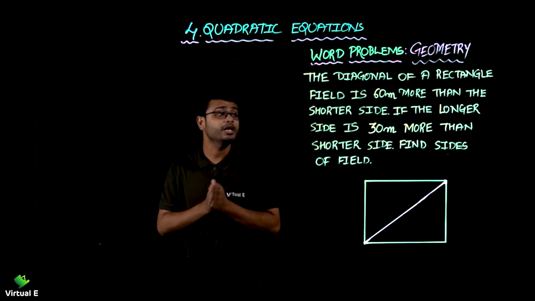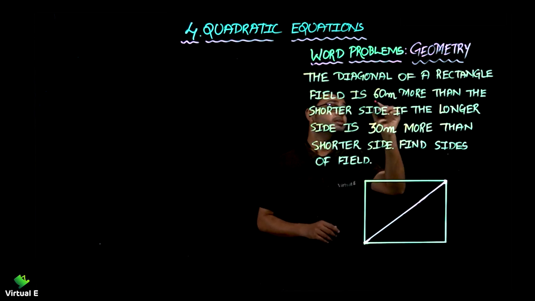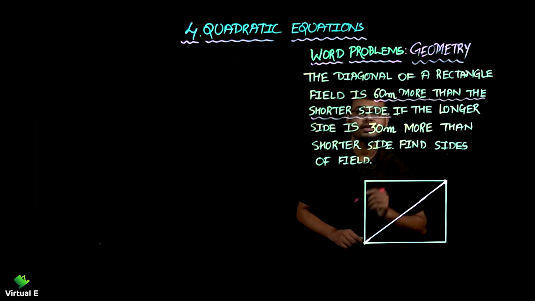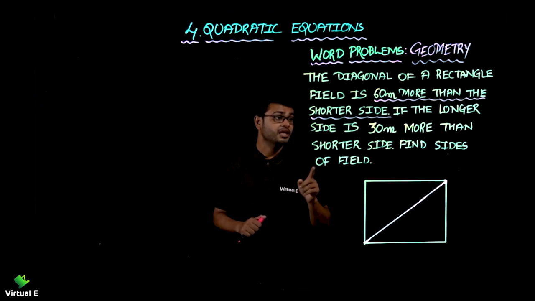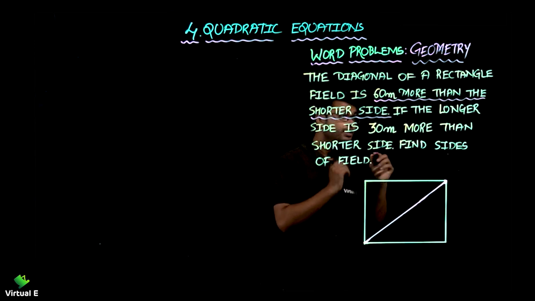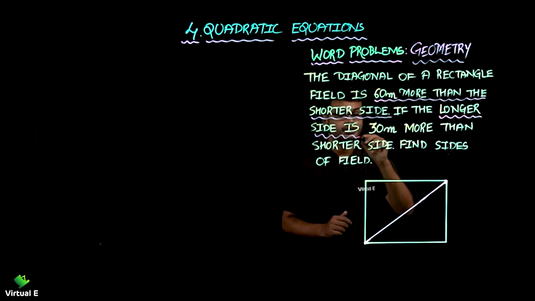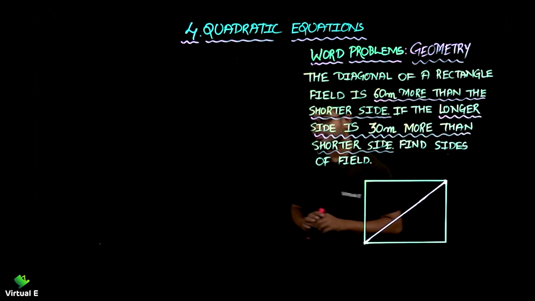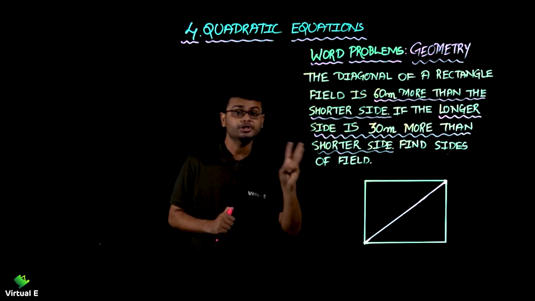There is a relation between the diagonal and the shorter side. Let me underline it, important point: 60 meters more than the shorter side. Okay, first condition. Next, if the longer side is 30 meters more than the shorter side, find the sides of the field. Okay, the longer side is an important condition. The longer side is 30 meters more than the shorter side. So there are three quantities given here: diagonal, longer side and shorter side.